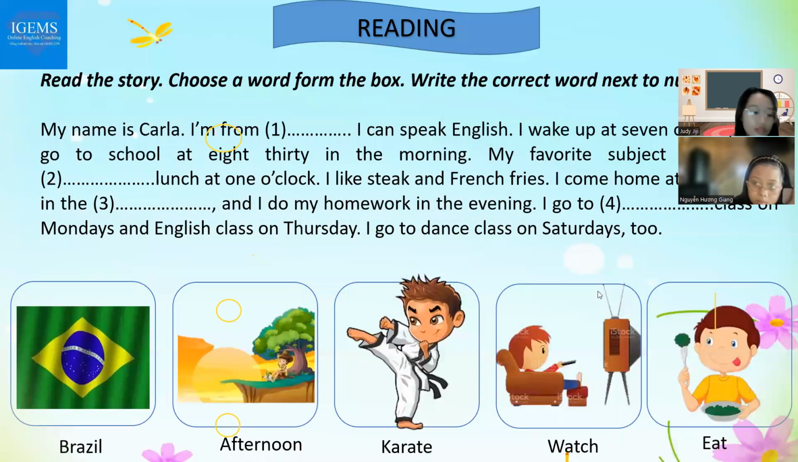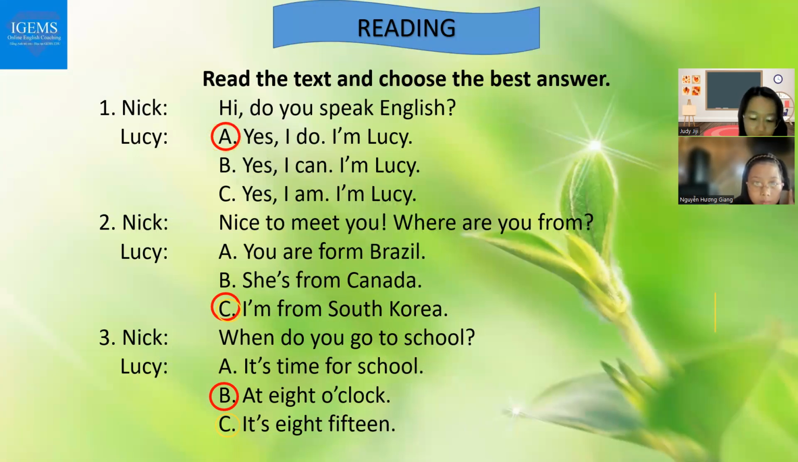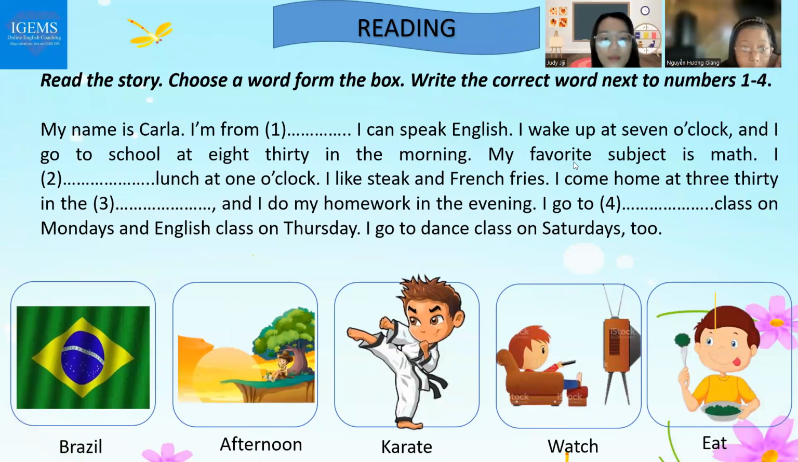Okay. So this one, you have got 2 over 3, 2 points in total. Okay, let's read the story here, and you can choose the word from the box. It's not a box, it's from the picture and the word. So you have 4 blanks. You need to fill 4 words into it. You have Brazil, afternoon, karate, watch, and eat. You can write or you can read it.